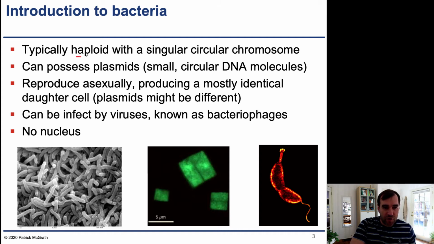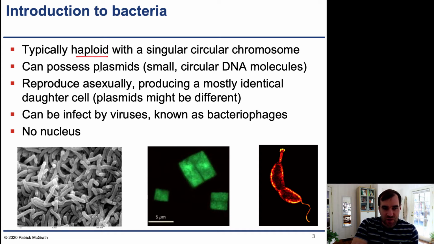Typically, bacteria are haploid, and they have a singular circular chromosome. So that's one of the important things to remember about bacteria: they're not diploid, so they only have one copy of each gene. They also do not have linear chromosomes, and they do not condense their chromosomes in the same way that eukaryotic cells do. Rather, the DNA is distributed throughout the cell body, even during replication and when it's segregated to different cells.